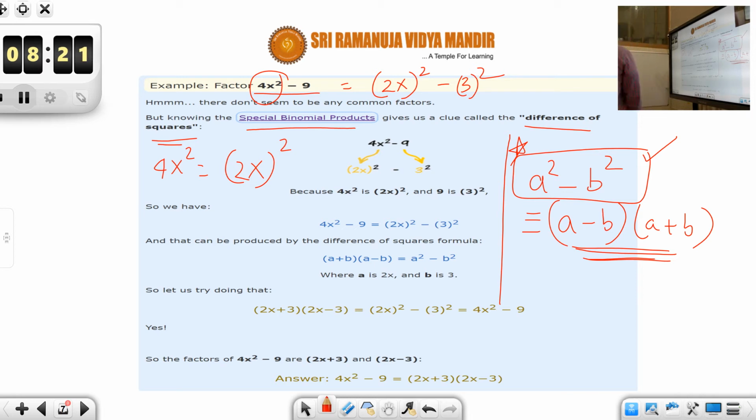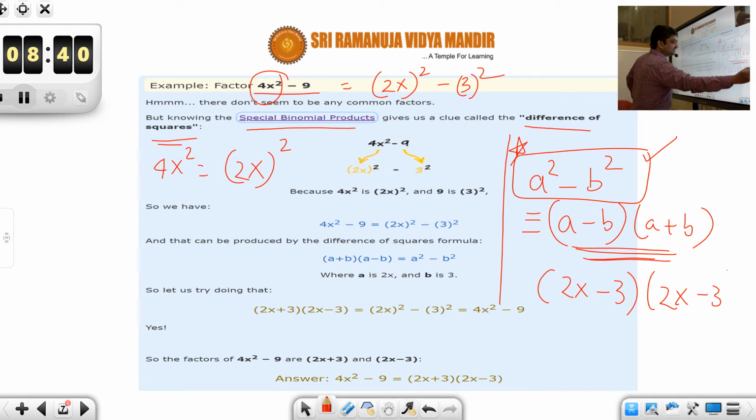A square minus b square is equal to a minus b times a plus b. So hence, this 4x square minus 9, we will write it using a square minus b square equal to a minus b into a plus b. Here in place of a it is 2x and in place of b it is 3. So this answer would become 2x minus 3 times 2x plus 3. Okay, students? So this is going to be the factorization for the given polynomial.